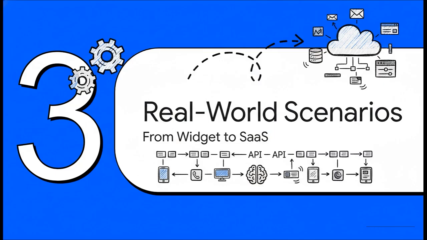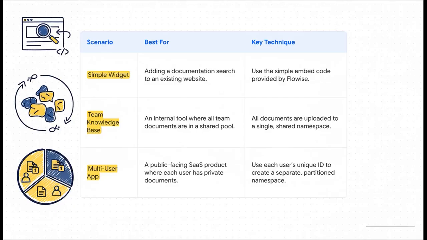Okay, so now you get the basic blueprint for building a web chatbot. But the cool thing is, you can adapt this blueprint for all sorts of different real-world situations, from a tiny little website widget all the way to a full-blown software product. So if you just want a simple search widget on your website, you can usually just grab the embed code that Flowise gives you. Easy.